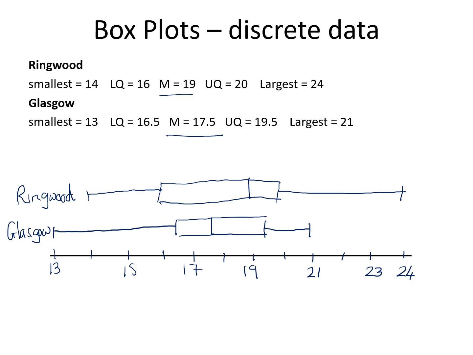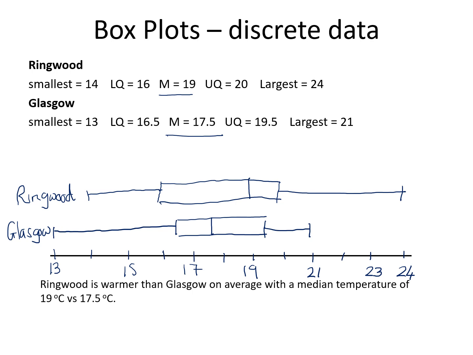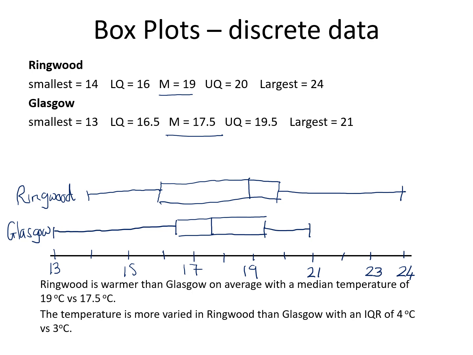Now back to the question. The question was talking about midday temperatures in degrees centigrade. So two things I'm going to write. Ringwood is warmer than Glasgow on average. What tells us that? The median for Ringwood is 19 versus the median for Glasgow is 17.5 degrees C. So Ringwood is warmer on average than Glasgow. Don't say it's bigger because these values represent temperature. So that is comparing my average. The other thing we're going to compare is how varied the data is, and that is represented by the interquartile range.